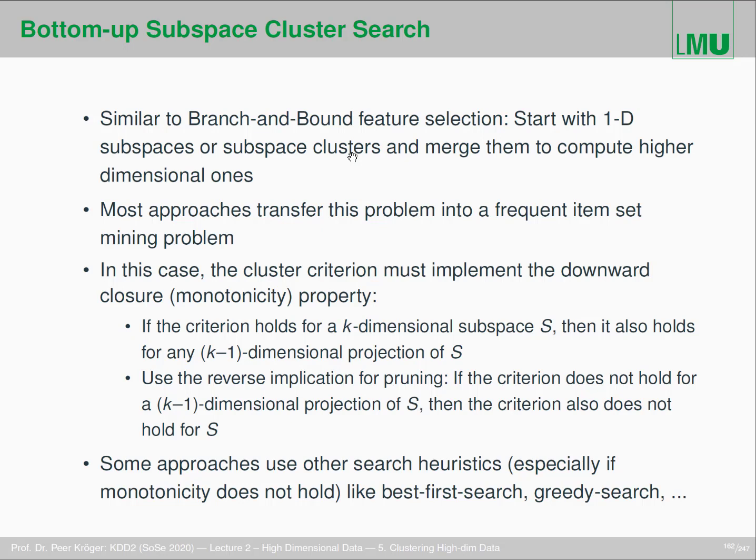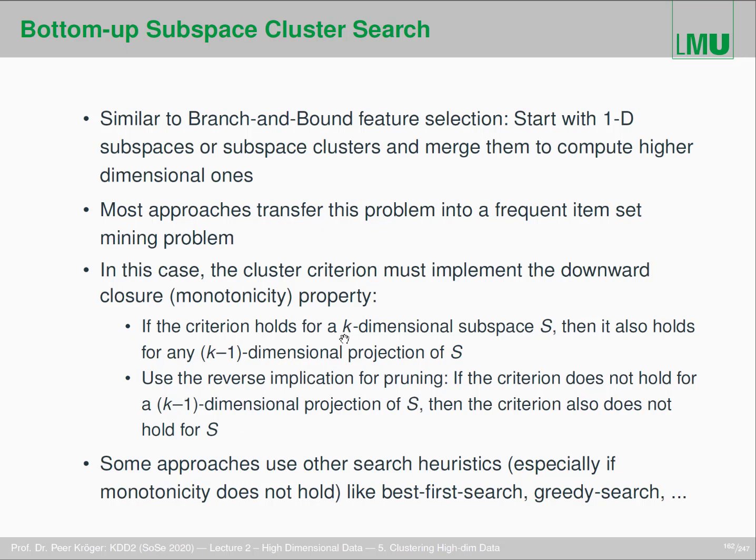So the cluster criterion must be monotonic, meaning that if the criterion holds for a k-dimensional subspace S, then it also holds for any (k-1)-dimensional projection of S. So in terms of features, if I have a k-dimensional feature space and I just remove one feature, the clustering criterion still holds, which probably makes sense, because if I have fewer features, the similarity in absolute values decreases. But we will have an example right away.